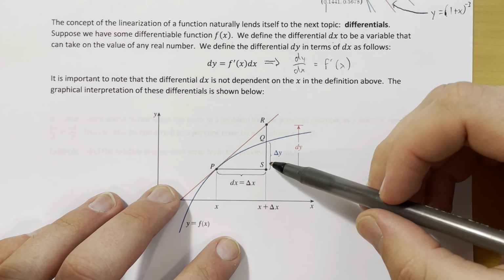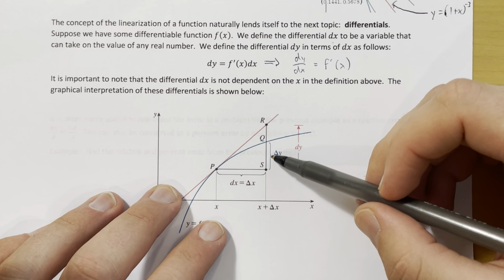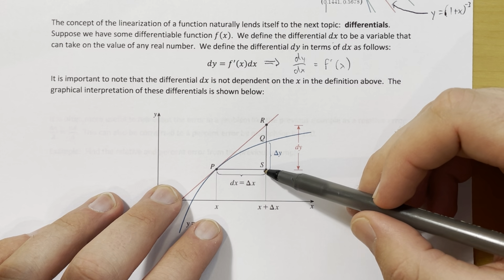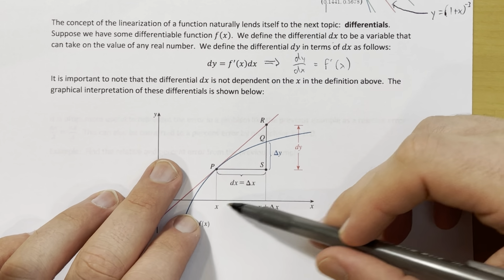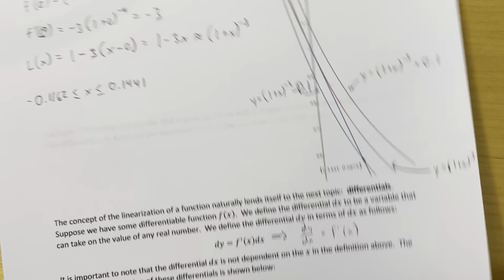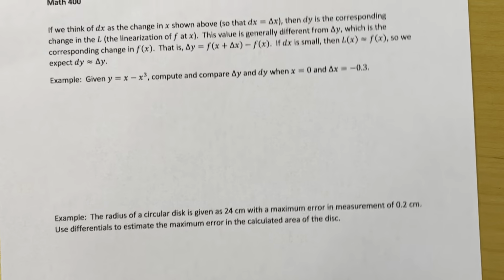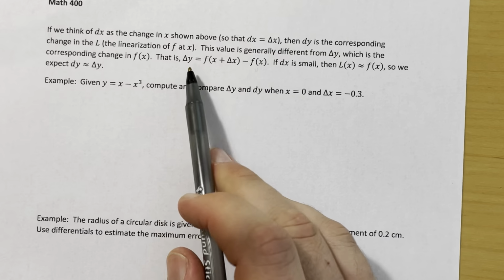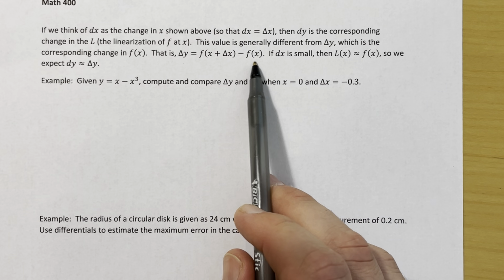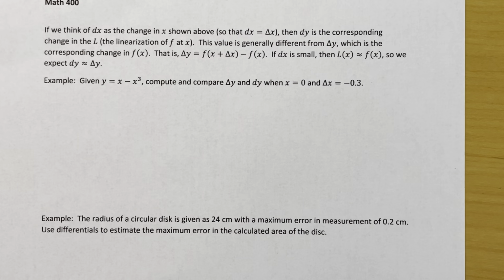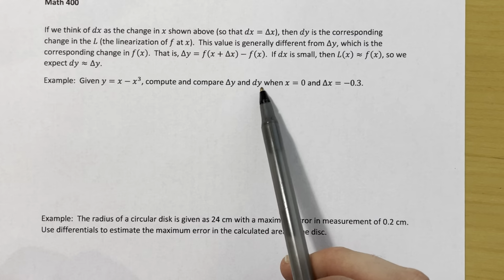Compare that to delta y, which is not the change in y in our tangent line, but the change in y in our function, the corresponding change in y. So for that, we think of delta y as we've thought of it in the past, f of x plus delta x minus f of x. Okay, it's the change in f, not the change in L, the linearization.